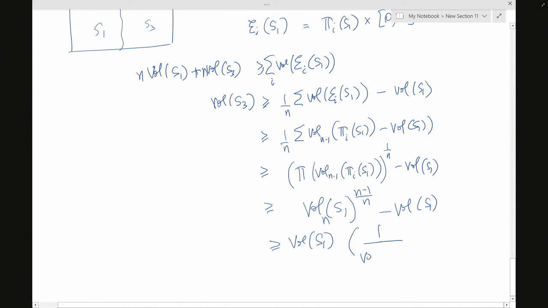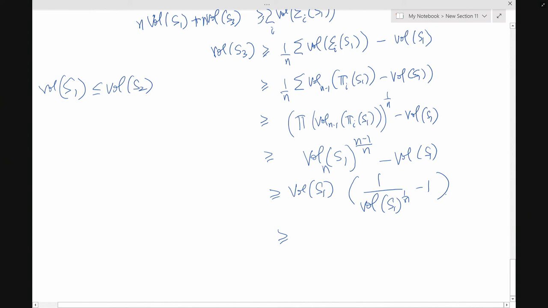And let's take S1 to be the smaller set. So volume of S1 is smaller than volume of S2. So it's less than half in particular. And therefore, this is at least 2 to the 1 over n minus 1, which is ln 2 over n times volume. So that's the case of the cube. It's a proof that uses one of our favorite inequalities, but it's not the right answer as far as I know. I will stop here and happy to take questions.